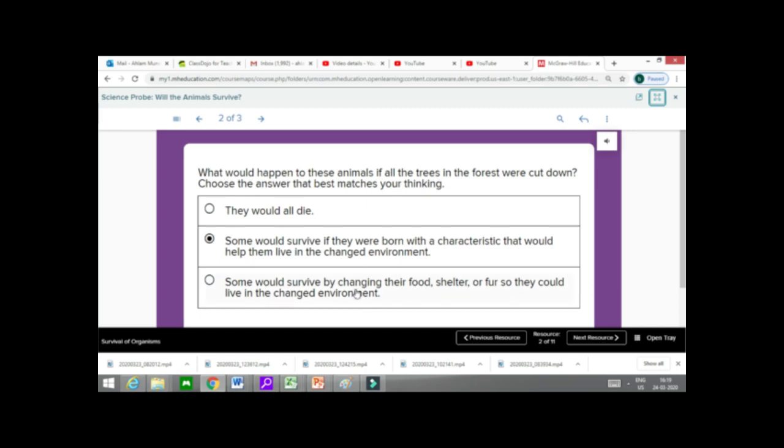Animals cannot change their fur because it is natural. They cannot change their food habits. Suppose an animal was eating plants before, all of a sudden it cannot start eating meat. So most probably all the animals have some special characteristic in them. They have some special quality which helps them to live in a different place with different conditions.